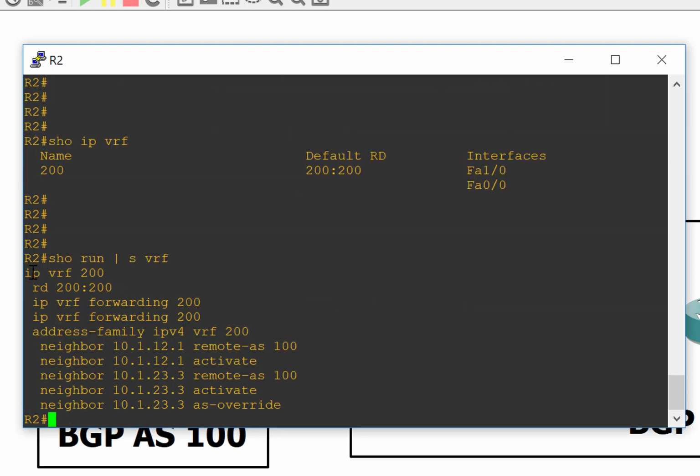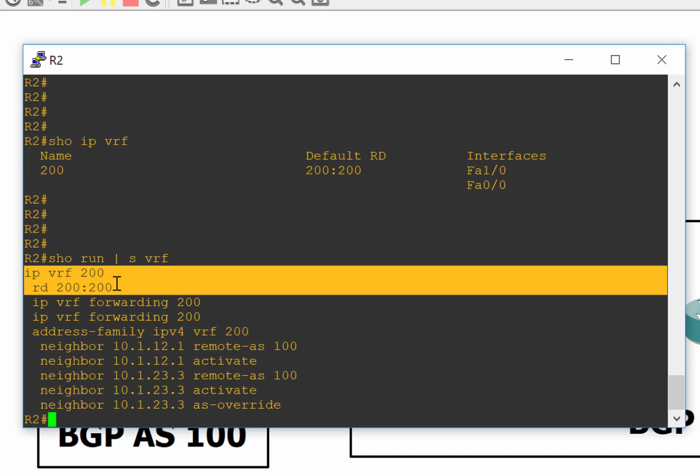It's a very simple config. I did nothing more than IP VRF 200 and gave it a route distinguisher of 200:200. It was only 2 lines of config. The name you give a VRF can be anything alphanumeric. I called it 200 because that's the numerical value of the autonomous system we are in. You can use a name if you choose.